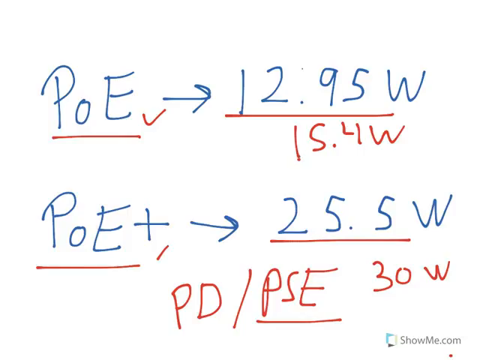This is to account for loss in the cable or in the medium, in such a way that if we provide, for example, 15.4 watts on the PSE side, we at least guarantee that after loss we provide at least 12.95 watts to power the PoE compliant devices properly. And the same goes for PoE Plus as well.